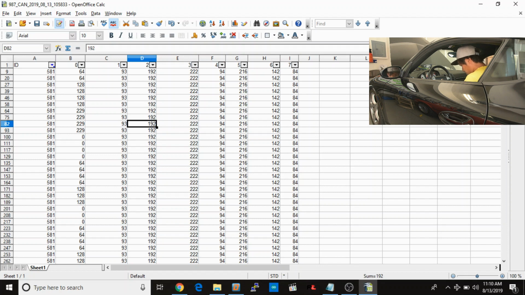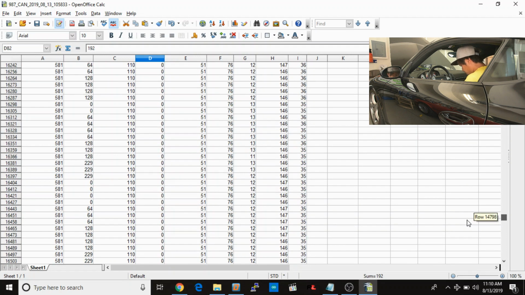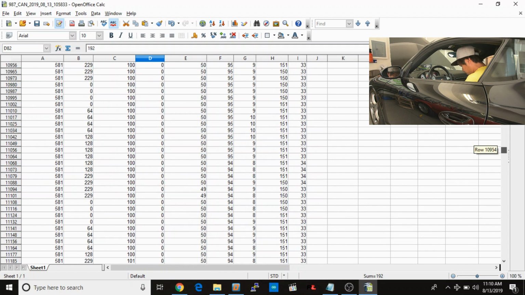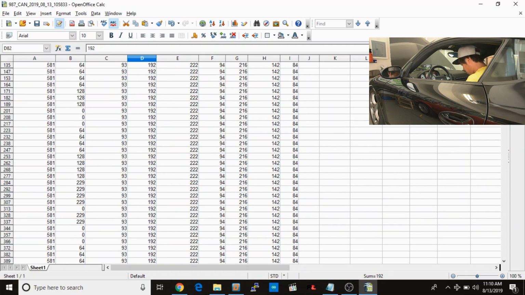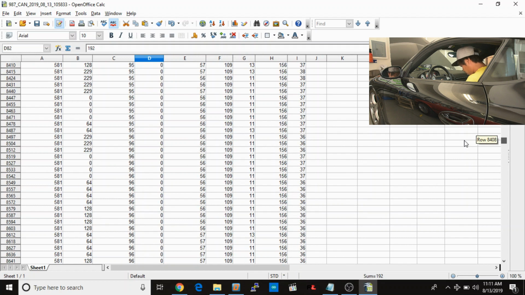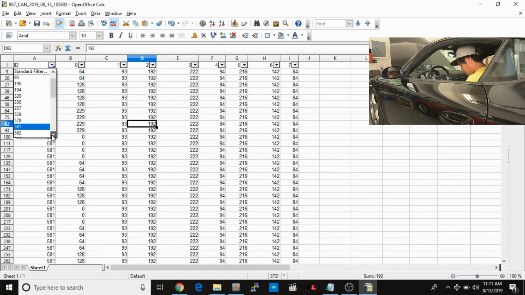Position 3, no. Position 4, no. Position 5, no. What about 6? Let's look at 6 here. No, I don't think, because it goes up, then it goes back down. And 7, no.